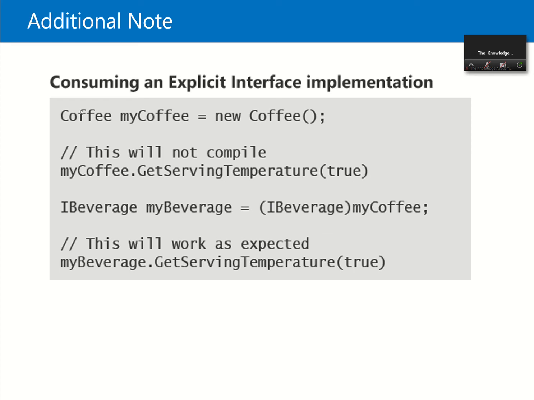So how to solve this? You have to declare IBeverage again and create a new variable, use any variable name, let's say myBeverage, equal to your myCoffee, and don't forget to cast it using the interface IBeverage. So cast it into the interface and assign it to this new variable. Now it will work. You just type myBeverage.GetServingTemperature(true).